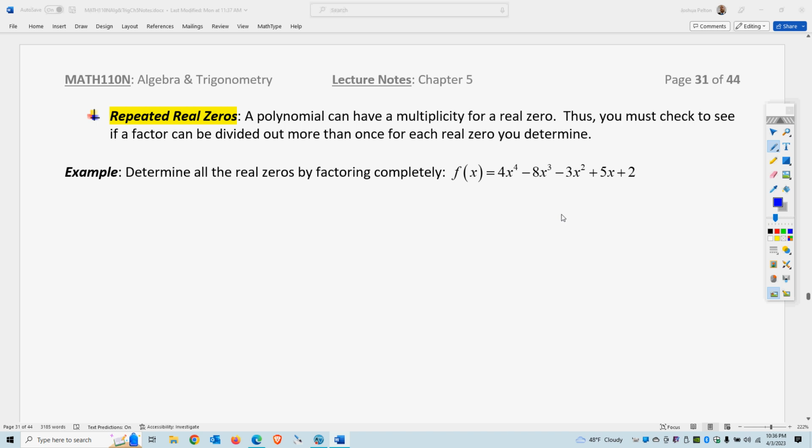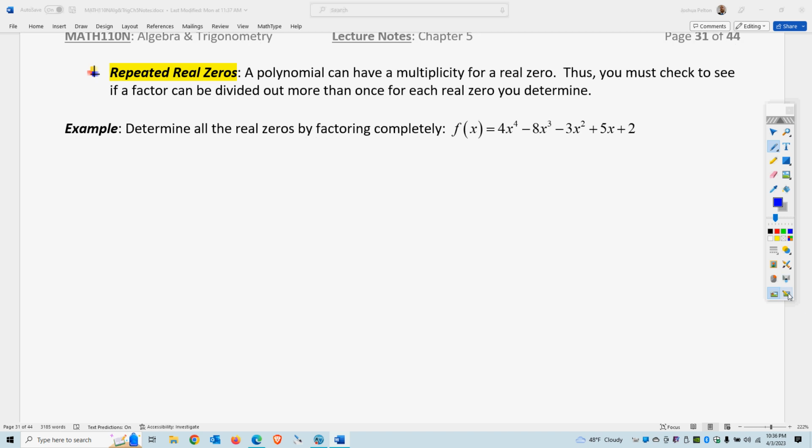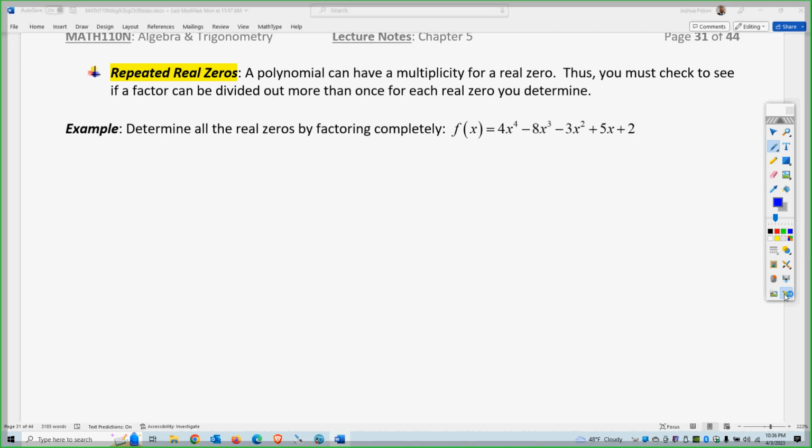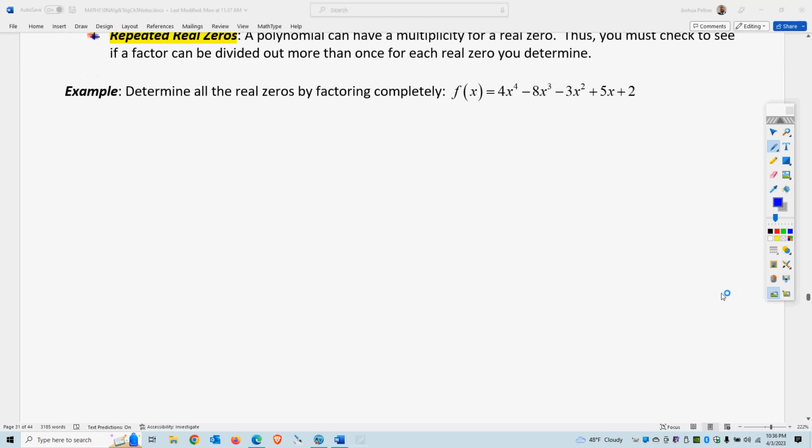So in some cases you could get multiplicity, where you get the same answer or the same zero more than once. So once you find a zero, you check it over and over again to make sure it doesn't come out again. So we'll make our list of possible answers and we'll go from there.